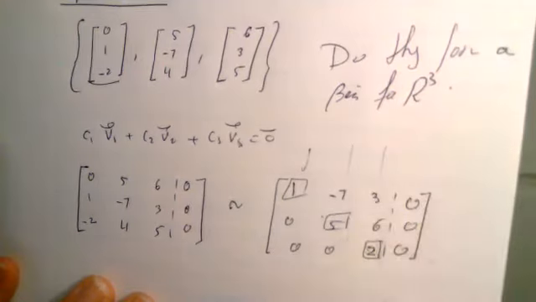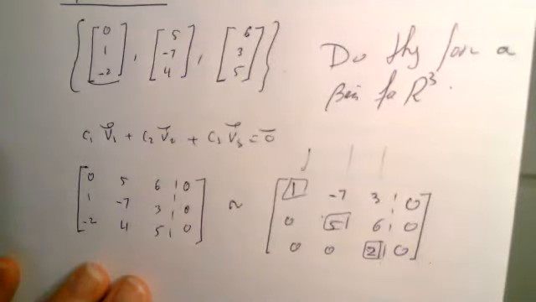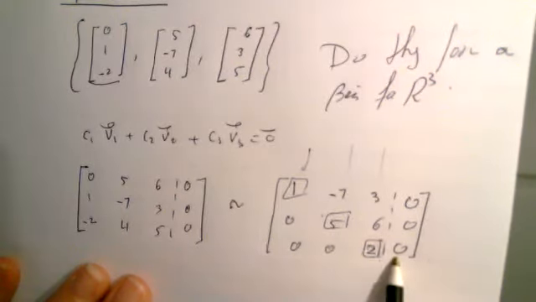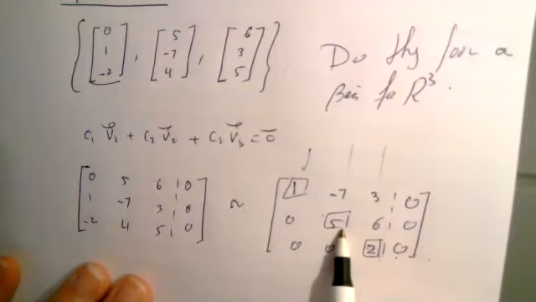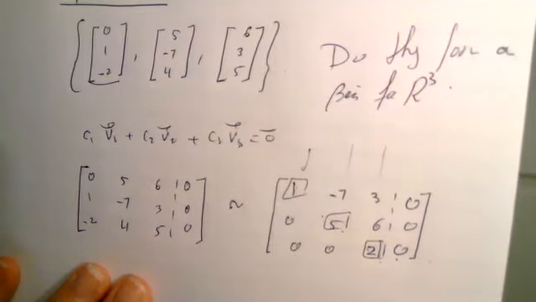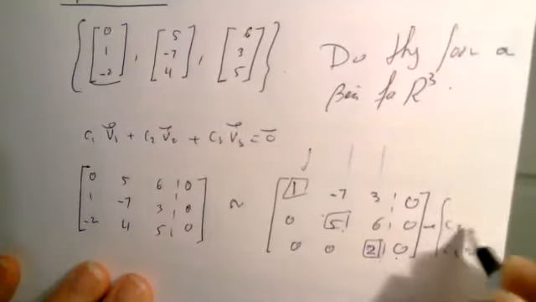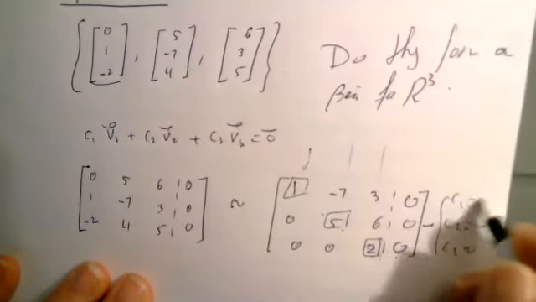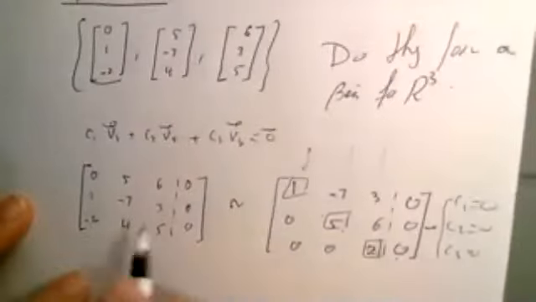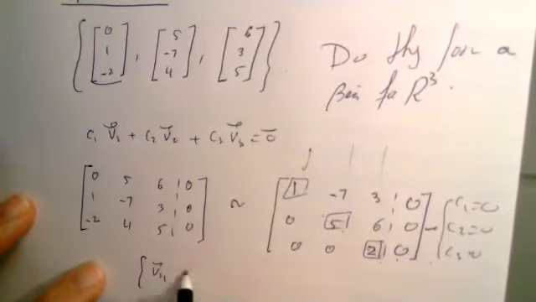Absolutely, I have a pivot in every column. That's homogeneous, so of course, I don't have to worry about consistency. I have a pivot in every column. So if I solve this, I get C3 equals 0. I solve this, I get C2 equal to 0. I solve this, I get C1 equal to 0. So those three vectors are linearly independent.